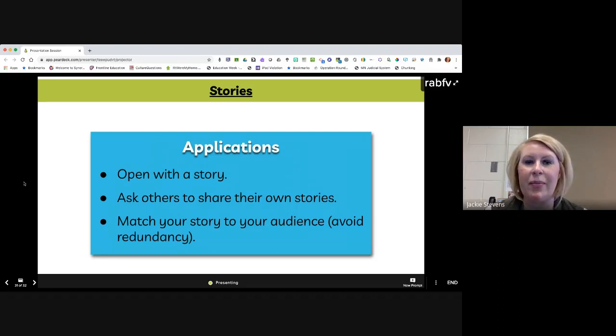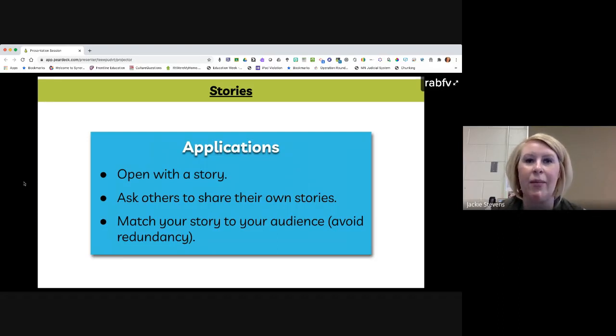So obviously some applications: you can open with a story. It's a great way to sort of hook students into the lesson, and it helps them build that relevance. Ask others to share their own stories that are relevant to the content. Of course, I add that because we've all had students that can share lots of stories that really don't connect. And this last one is kind of important. Match your story to your audience.